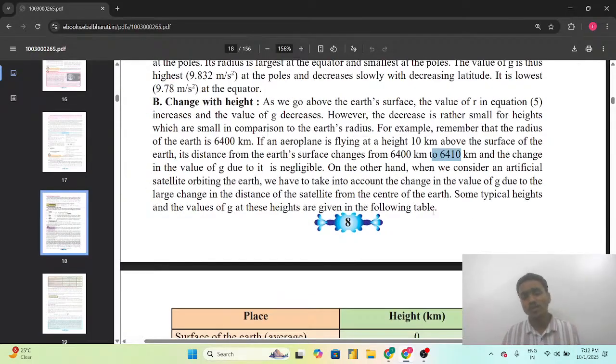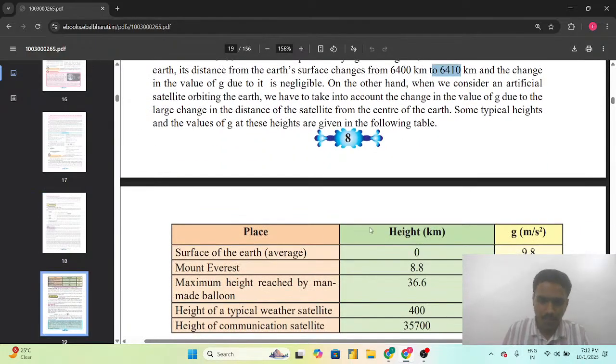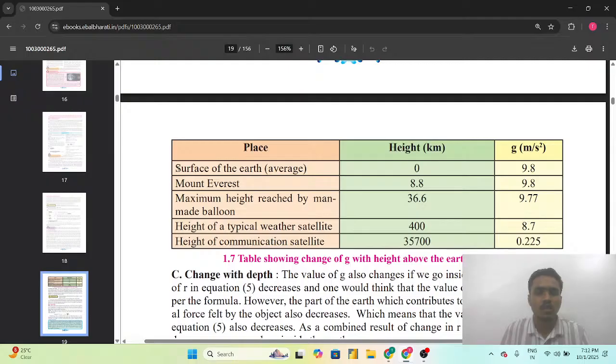On the other hand, if we think from the other side, there is a situation with artificial satellites that rotate and revolve in the earth's orbit. So what will be the effect on the acceleration due to gravity? There are some cases given in this table, which we will see. So at the surface of the earth, the average height we are considering is zero. So acceleration due to gravity is 9.8 meters per second square. No change. As the surface is at the lowest level, the height will be 0 kilometers.